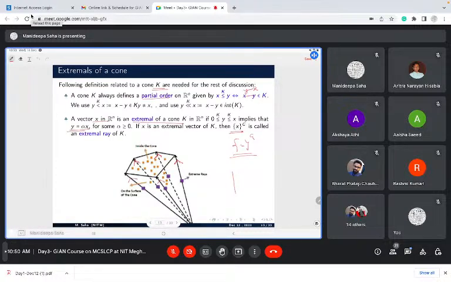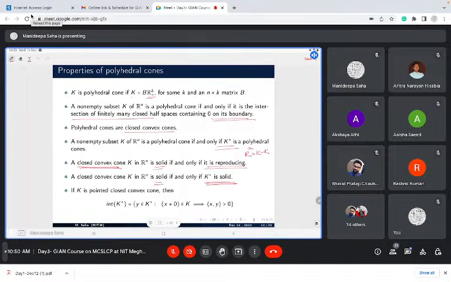Now look at here, suppose this picture is in 3 dimensions. So how many extremal rays does it have? 1, 2, 3, 4, 5. So it is more than 3. So that means this is not a simplicial cone. This is a polyhedral cone, but not a simplicial cone.